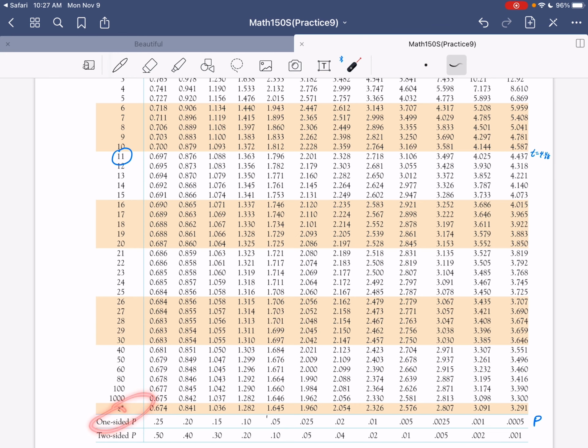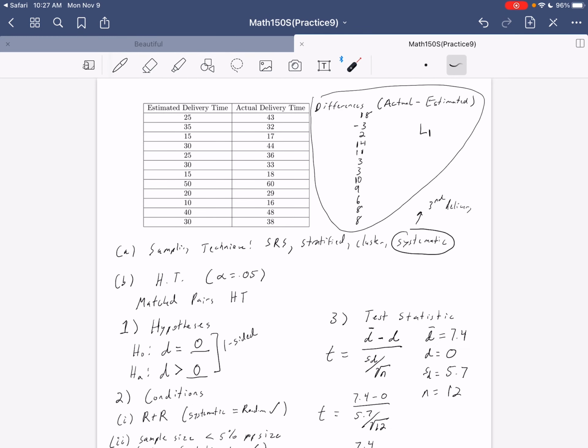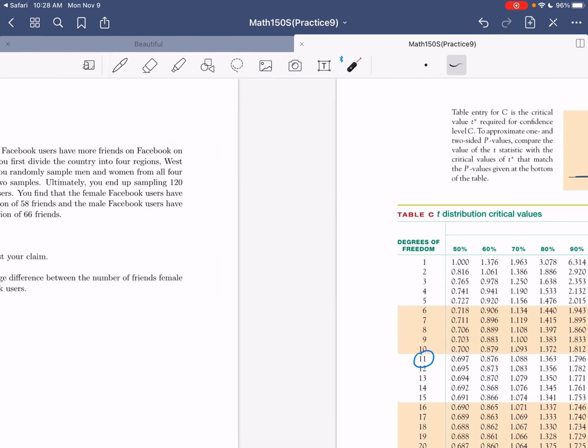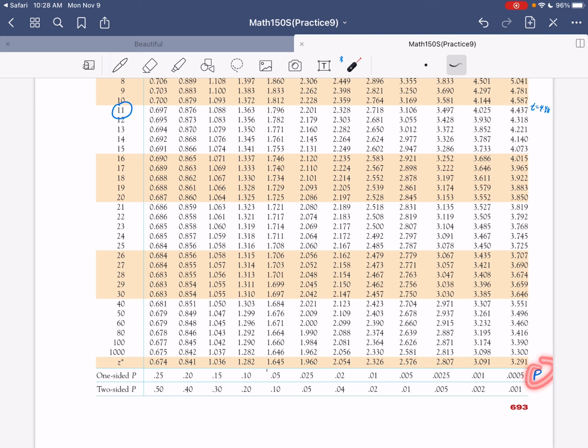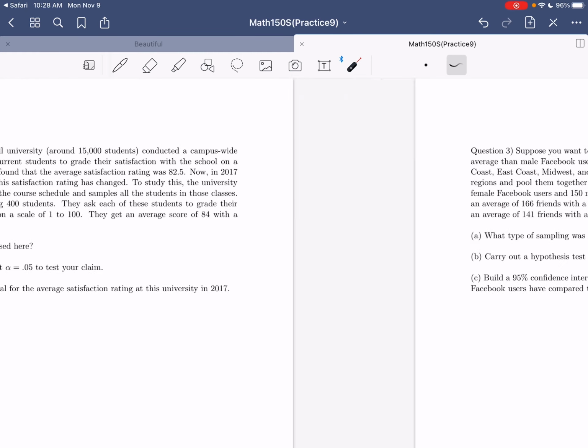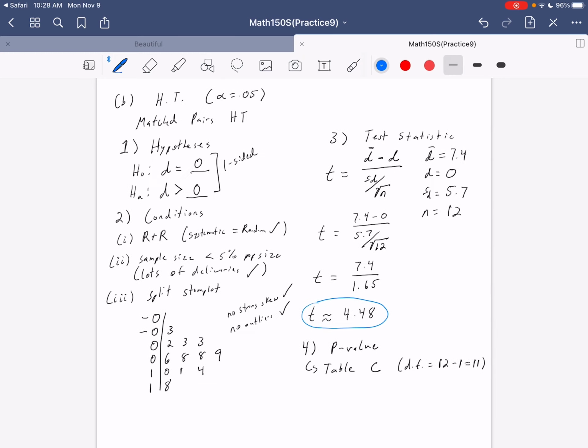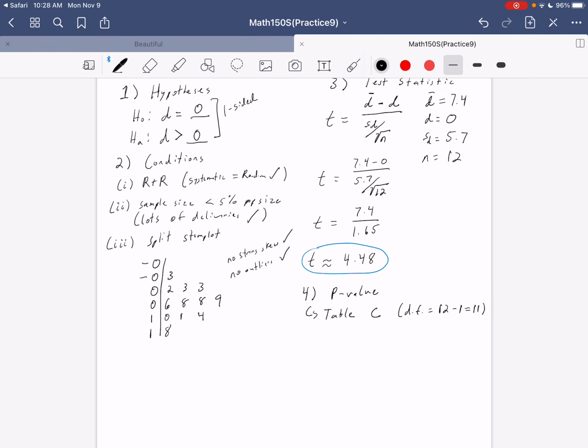Why are we using one-sided? Well, keep in mind that goes back to our alternate, which we said d greater than 0. We have one direction. We thought that the differences would be greater than 0, so it was one-sided. So if we look there, our p-value should be located there. These p-values get smaller as they go this way, so our p-value needs to be smaller than the smallest one. So we can report that our p-value comes in less than the smallest one, which was 0.0005. So as a percentage, we know that the p-value is less than 0.05%. So the p-value is incredibly small here.